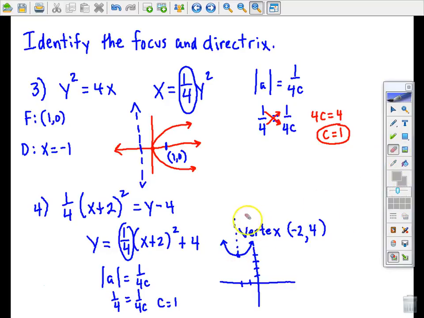Let me erase all these little dots. Okay, so if I'm here at the vertex at -2, 4, and I travel up one place, then I hope that you can see I'm now at the point -2, 5, and that's the focus. All right, remember that the directrix is also C units away, but in the other direction.